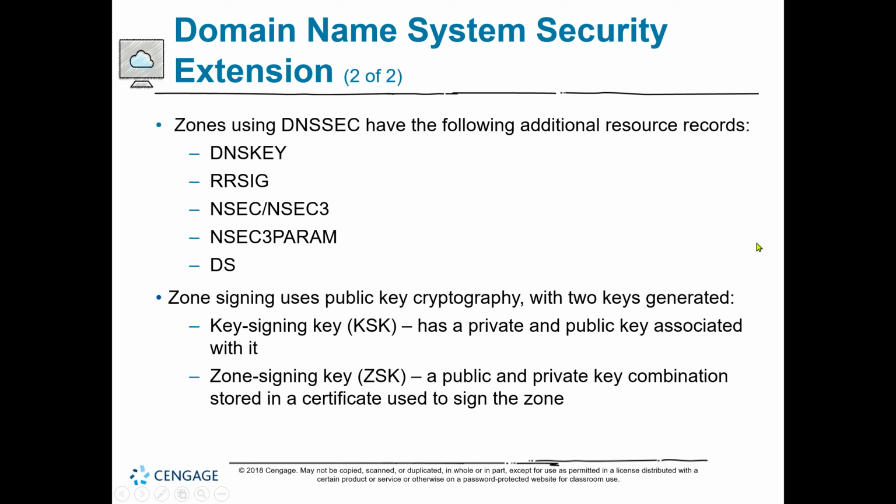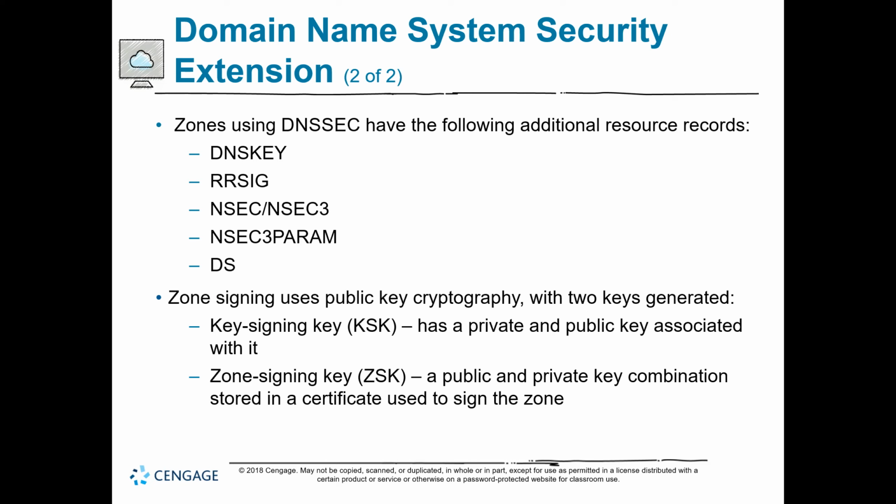Zones using DNSSEC have the following additional resource records: DNSKEY, RRSIG, NSEC, NSEC3, NSEC3PARAM (that's parameters, usually, it's short for), and then DS. Zone signing uses public key cryptography with 2 keys generated.